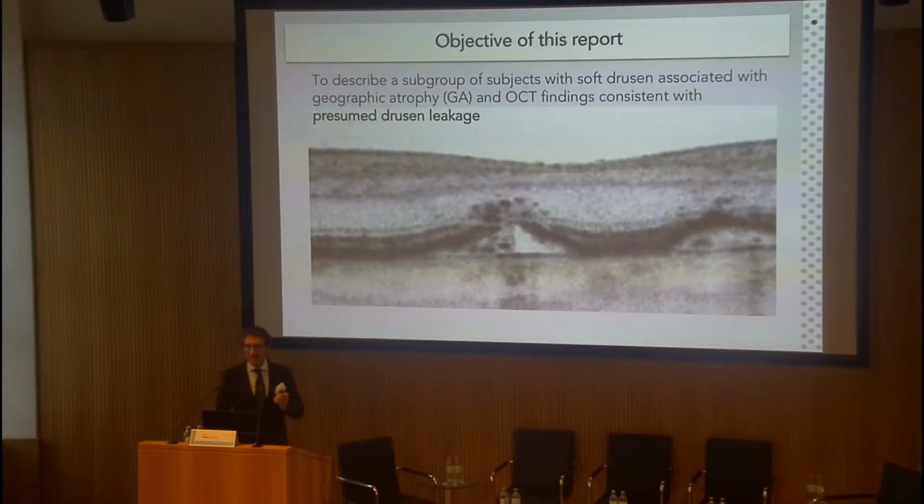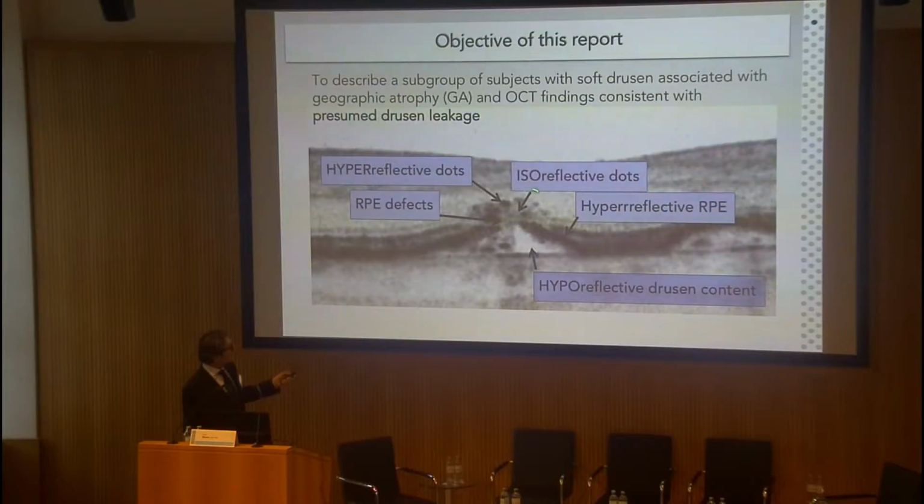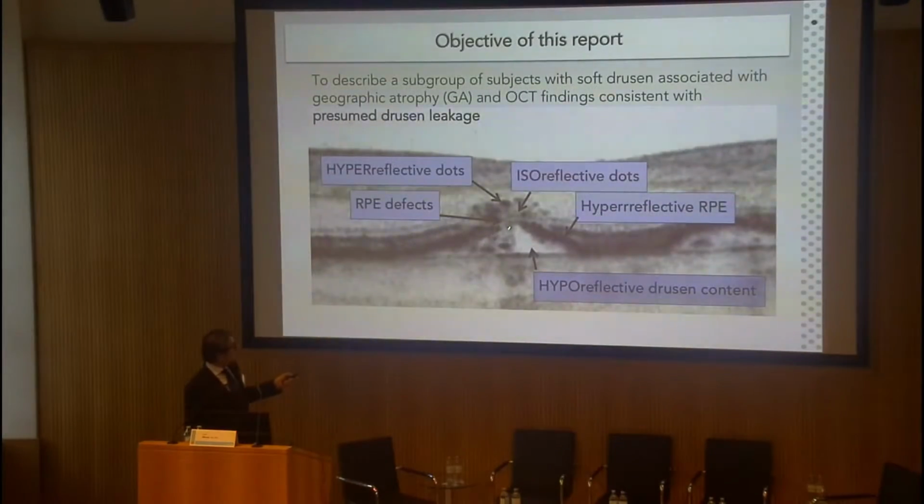on subjects that have findings suggesting presumed leakage of Drusen content into the subretinal space. So we have hyperreflective RPE, we have hyperreflective dots, we have RPE defects, we have hyperreflective Drusen content, and we have this material that we call hyperreflective dots that seem to be Drusen content exiting the Drusen through the defect.